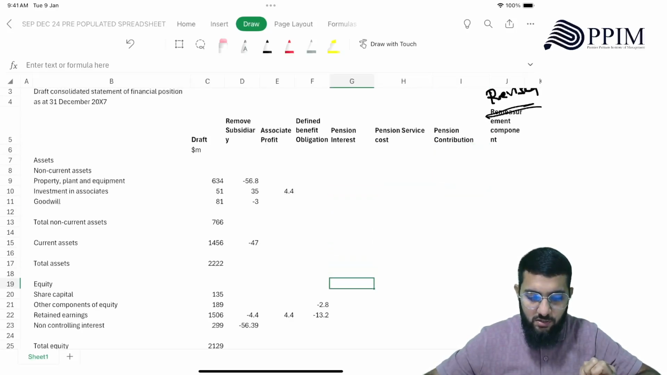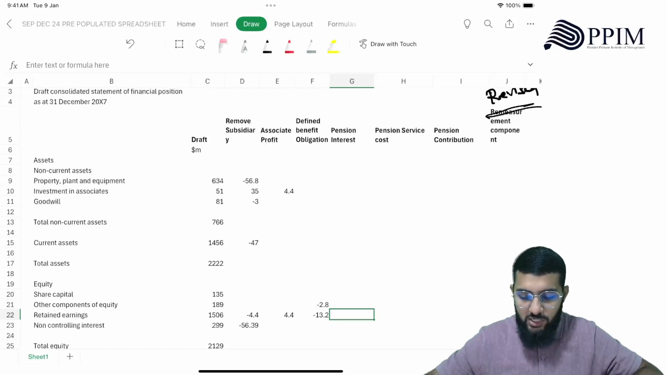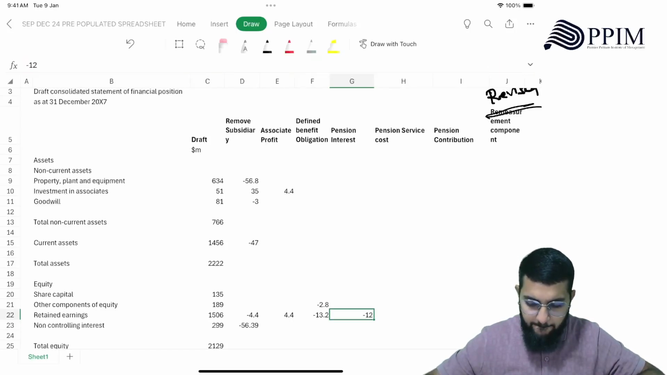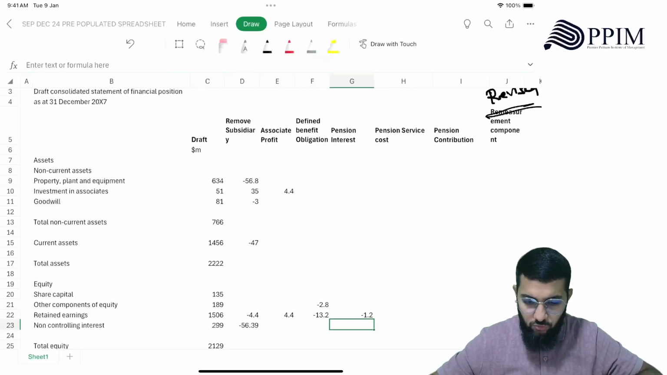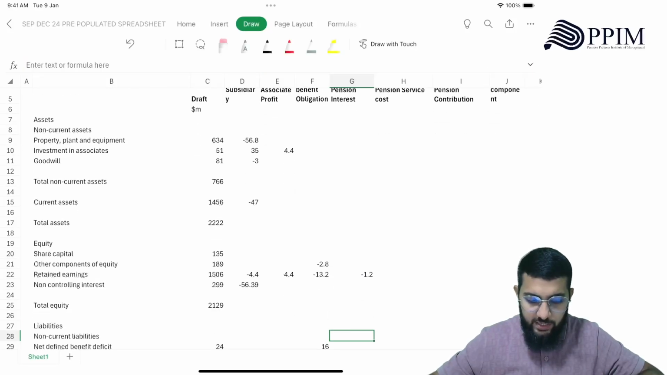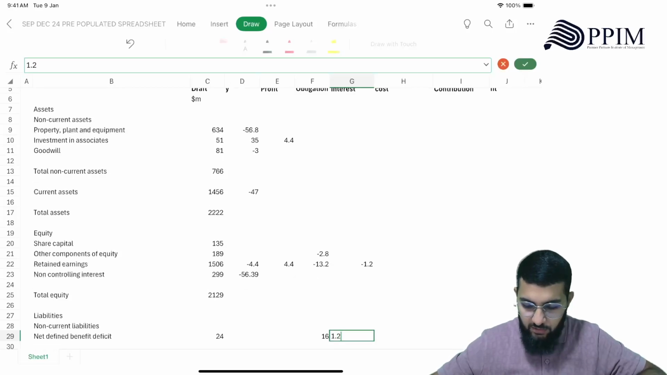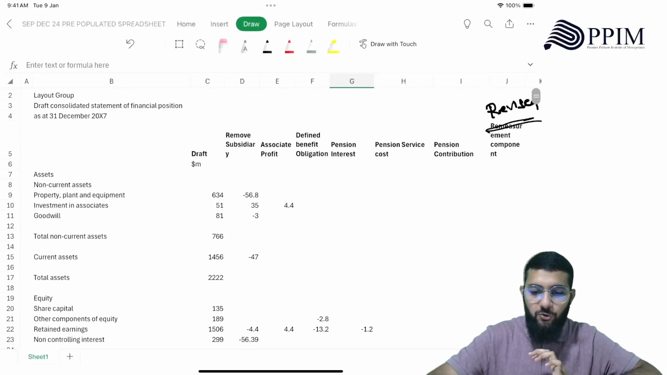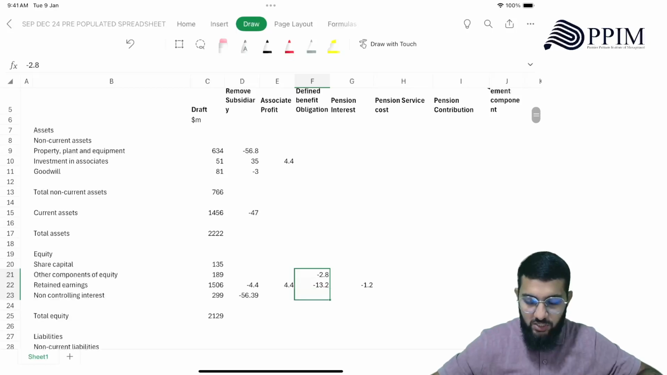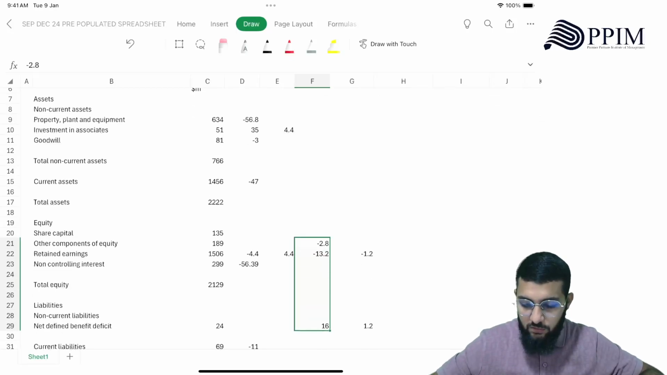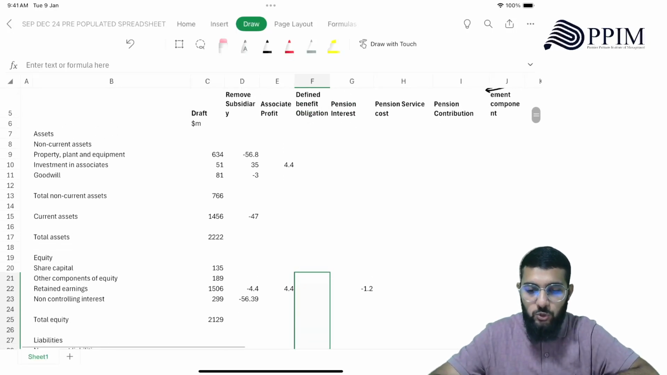Pension interest, you are going to adjust the retained earnings by minus 1.2. Then you are going to adjust the net defined benefit deficit by adding 1.2 there. So I'm just showing how we do it separately also. So let me just take these off. Okay, so this is the second way that I'm showing to you.